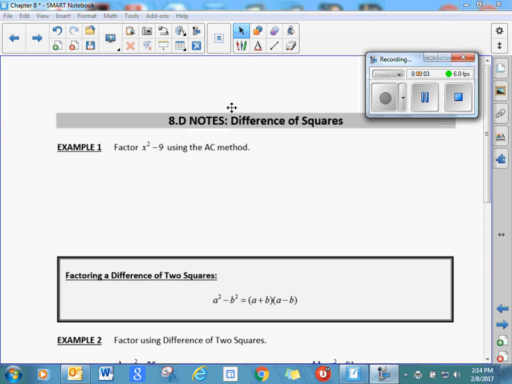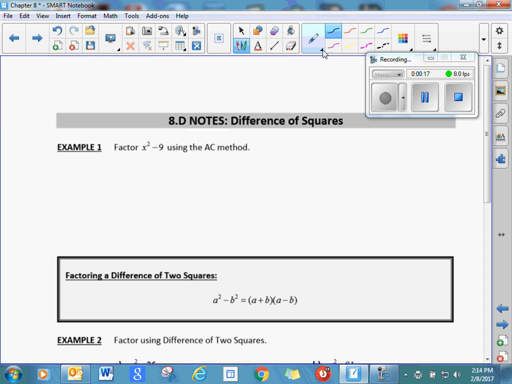Hi guys, 8D, carrying on here in Unit 8, page 141. We're going to get into some new material, but I want to run through this example here to show you a kind of unique example of using the AC method for factoring.